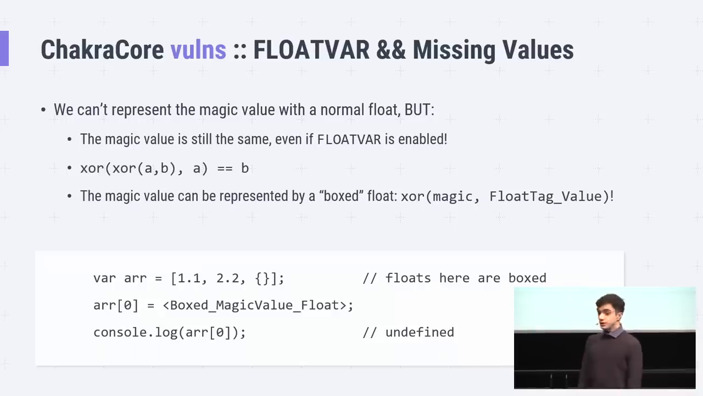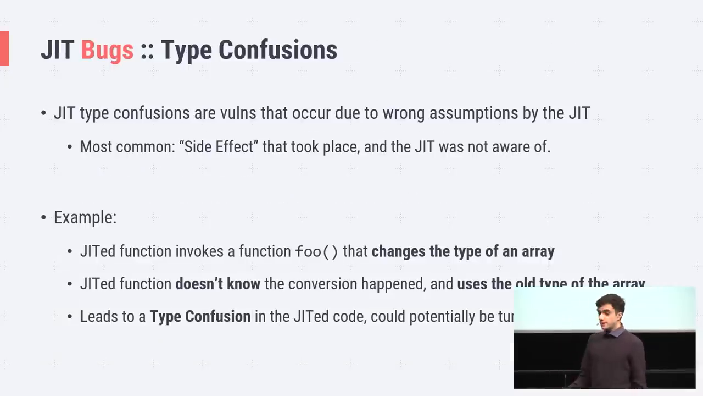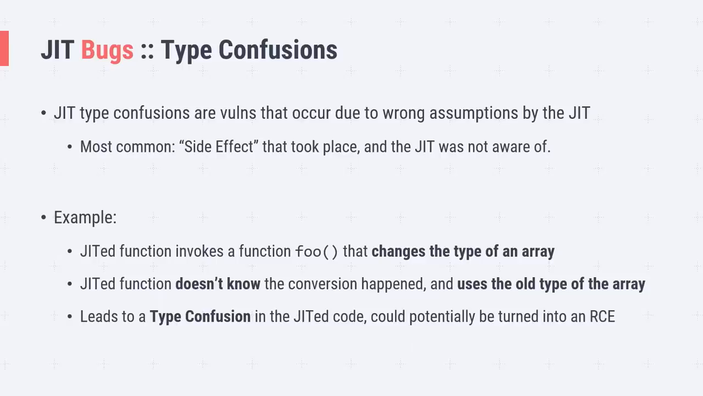So how do we turn this weird state into a vulnerability? The first thing we need to understand is what vulnerabilities look like. JIT stands for just-in-time, as I already explained. JIT bugs today are usually type confusions, which are essentially confusion between two types: the program thinks something is of one type, but it is actually of another type. The most common JIT type confusions are due to side effects. Side effects are things that take place in the JIT code. By JIT code, I refer to the machine code that is emitted when the JIT compiler compiles the hot function.